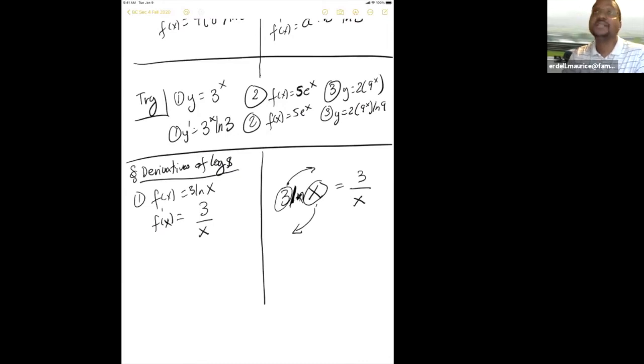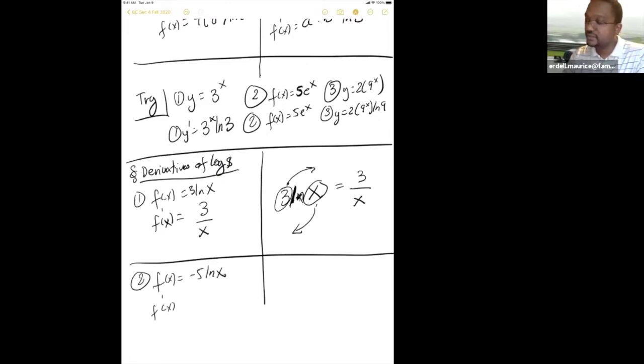And so when you have taken the derivative of an ln of x, that's all you do to get your answer. So number 2, f of x is negative 5 ln of x. Then the derivative is simply going to be negative 5 over x.